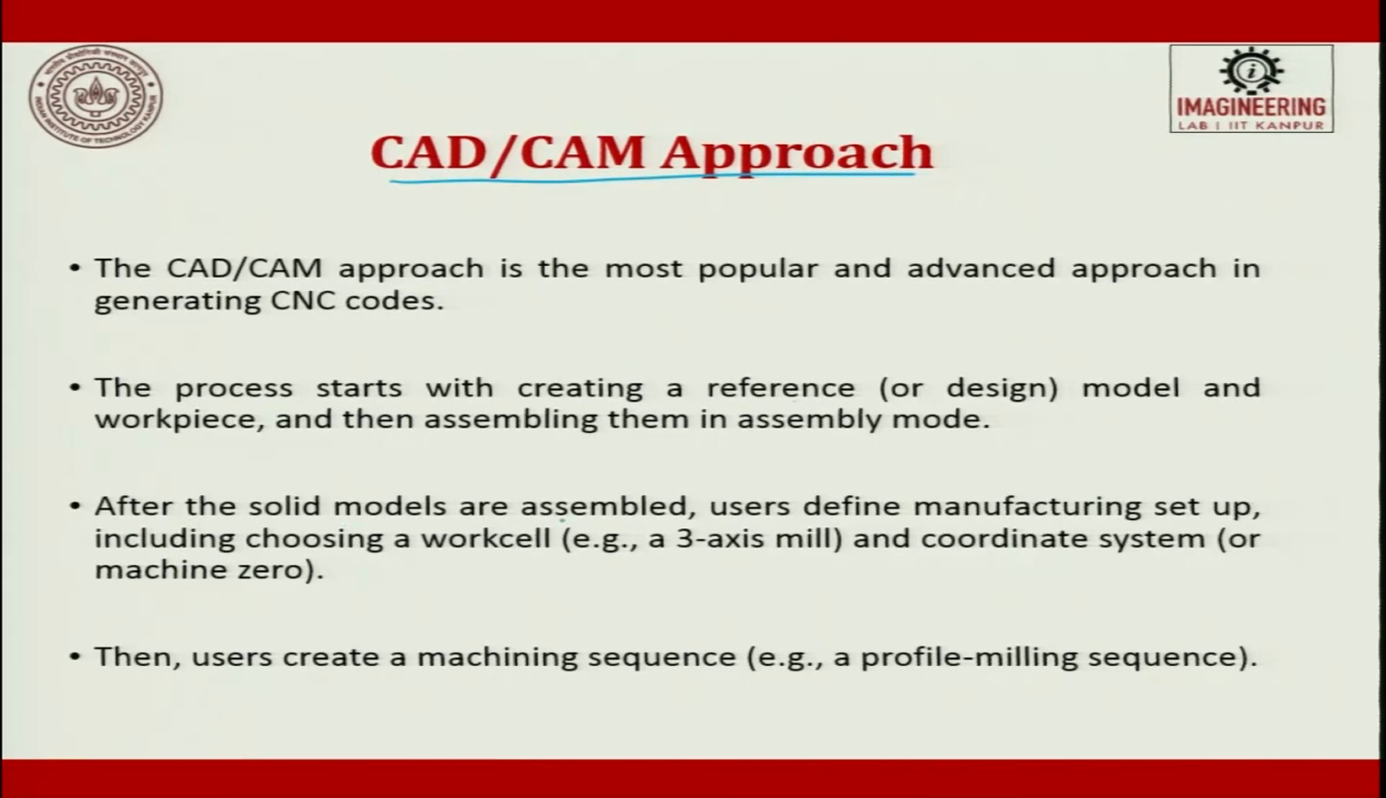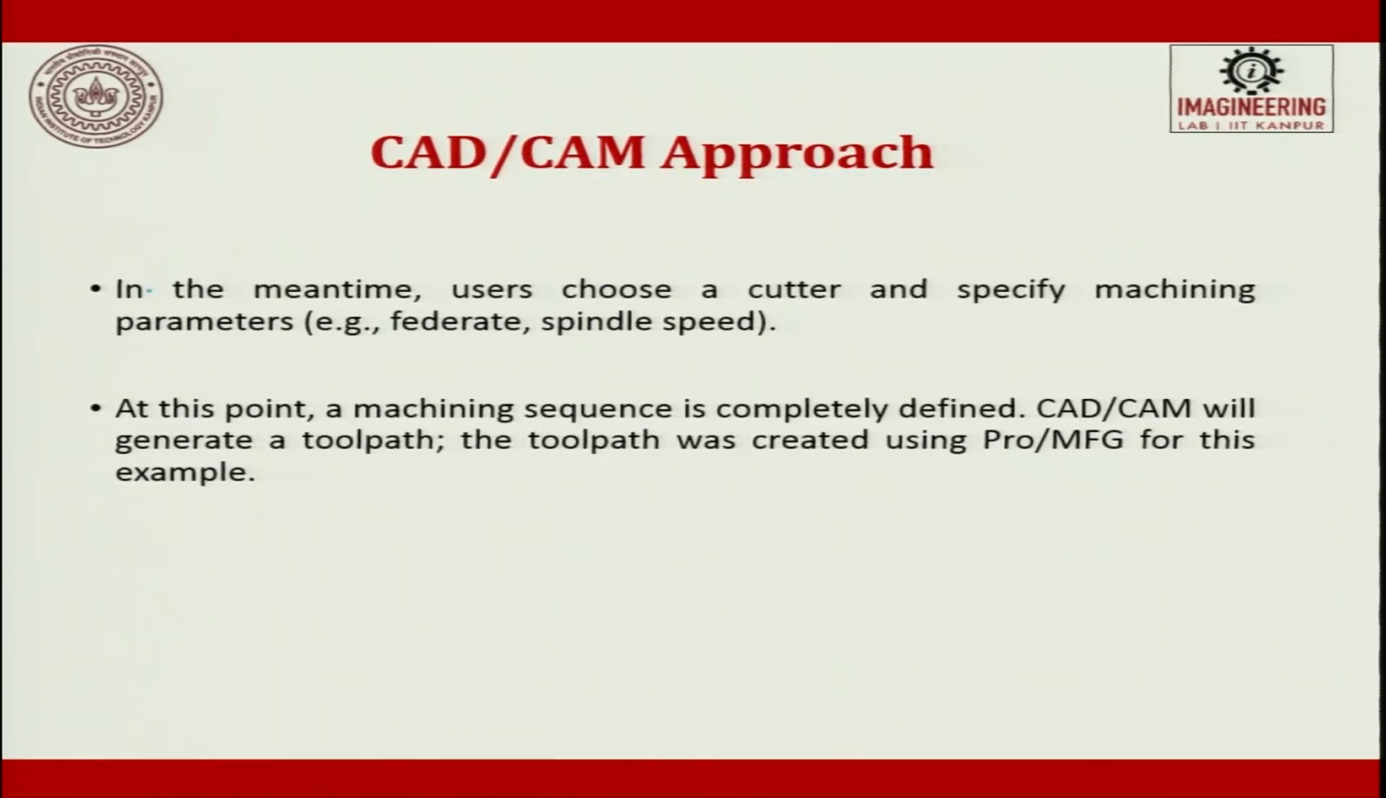After the solid models are assembled, the user defines the manufacturing setup, including choosing the work cell and the coordinate system. Then the user creates a machining sequence depending upon the profile, and in the meantime the user chooses a cutter and specifies machining parameters. Then at this point a machining sequence is completely defined. CAD/CAM will generate a tool path, and the tool path was created using ProE, which is a commercially available software, for this example.